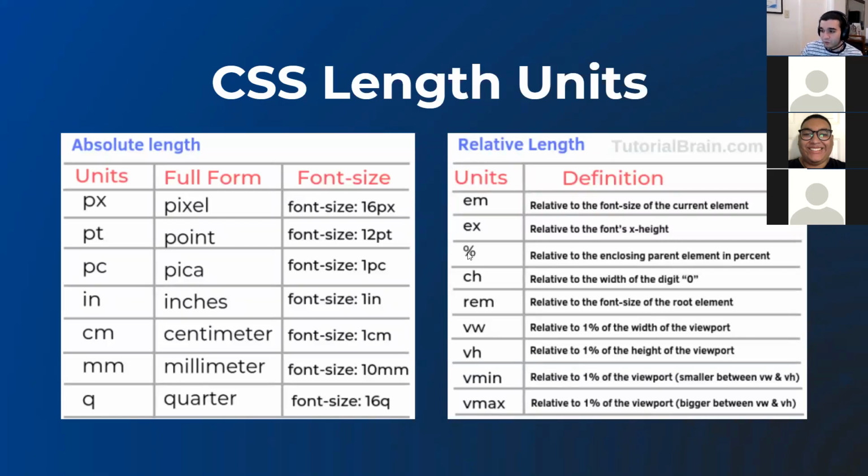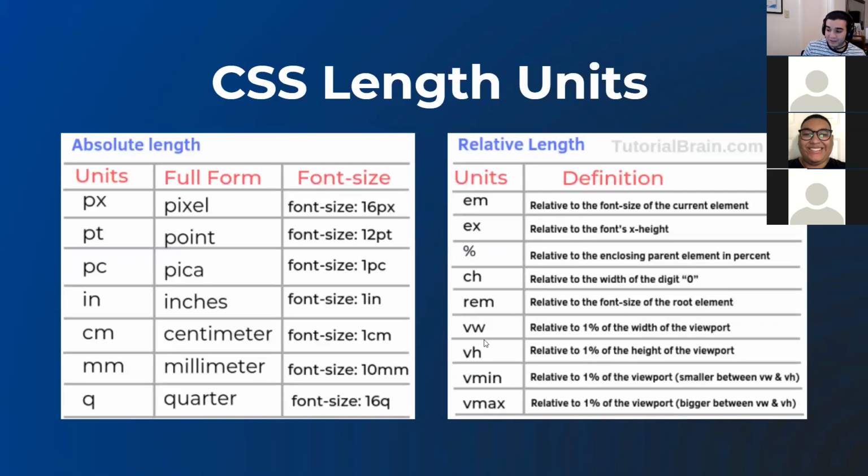The next cool relative unit is the percent. The percent will be relative to the enclosing elements. So let's say I have a div that's 500 pixels wide, and I have a div inside of that, and I set the width of that div to 50%. My parent div is 500 pixels. This div is going to be 250 pixels because it's 50% of that parent div. It's the same for the height. If my height is 300 and I say the height is 50%, then it's going to be 150 because it's a percentage of the height.